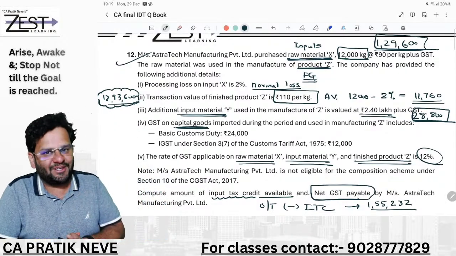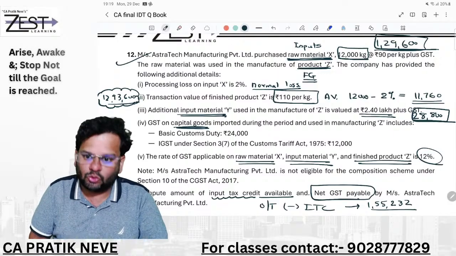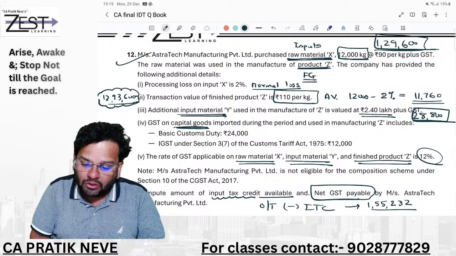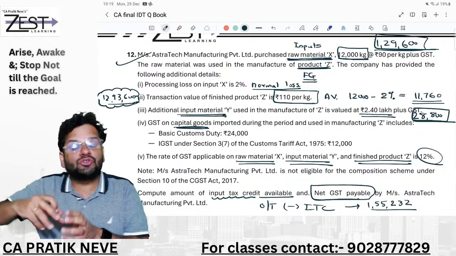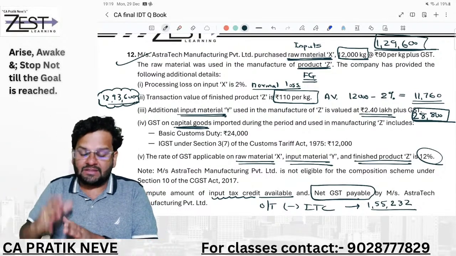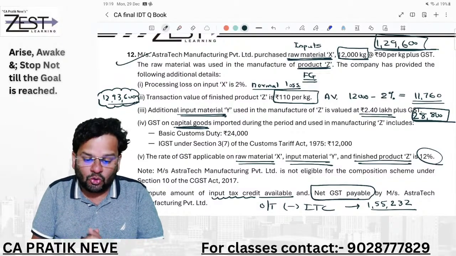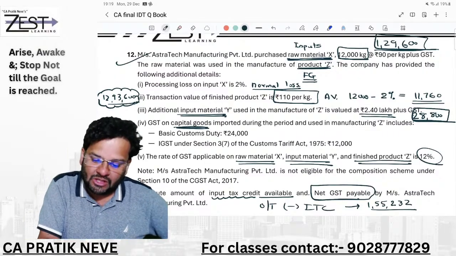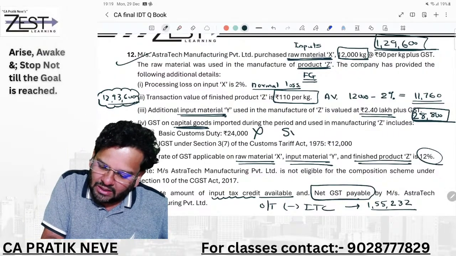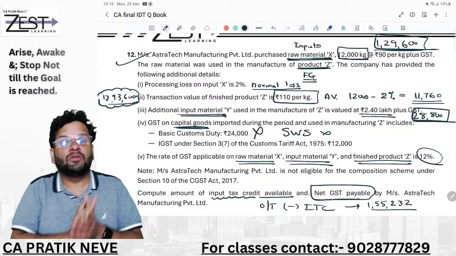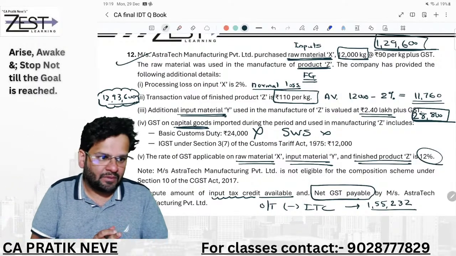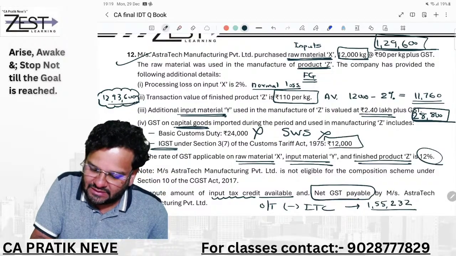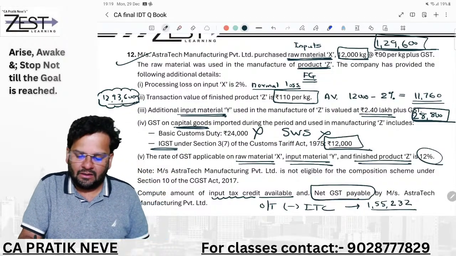Of course, you get ITC on capital goods also. So GST on capital goods imported during the period and used in manufacturing Z, that is the finished goods, includes basic custom duty. So basically this is imported capital goods of basic custom duty and social welfare surcharge. You don't get any ITC. But sir, will we get ITC of IGST? The answer is yes. Okay, that's it.